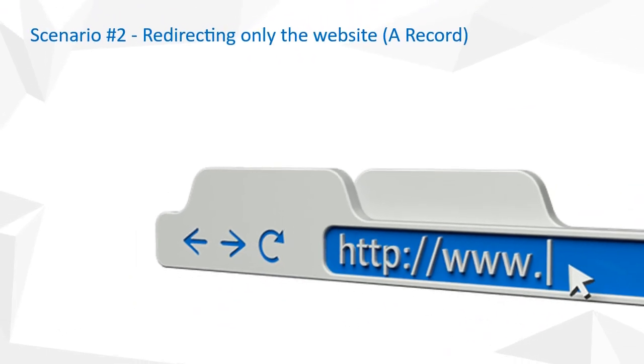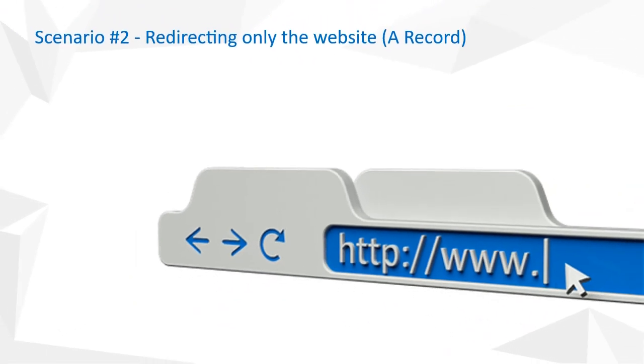Now let's take a look at scenario 2, redirecting only the website through the use of an A record. When you point over the name server NS1, NS2, you are handing over the complete control of the domain name zone over to that specific hosting account.